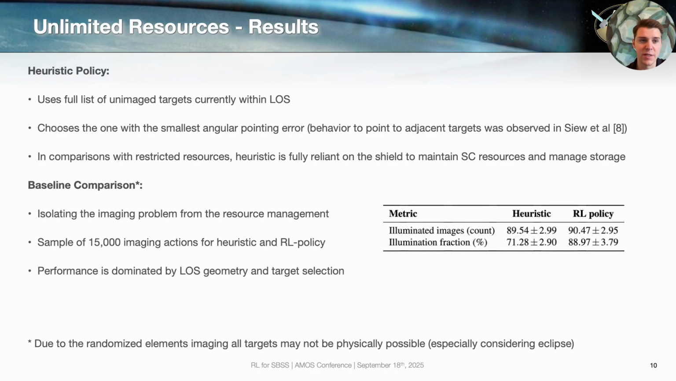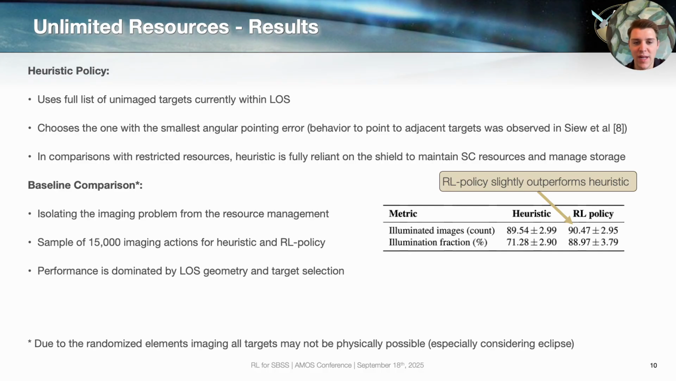Here, the heuristic policy is fully reliant on the shield in order to do spacecraft resource management, which we will see later. But this baseline comparison is now isolating the imaging problem. So we're not looking at charging or DSAT or downlink actions at the moment. And the full performance here is dominated by line of sight geometry and how you select the targets. We see here that the reinforcement learning policy does perform one target on average better than the heuristic policy, but it is also doing that in a clever way.